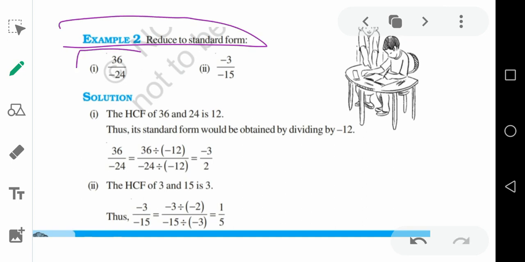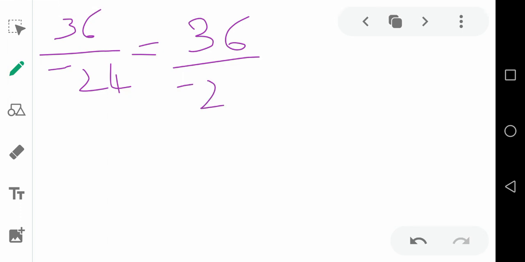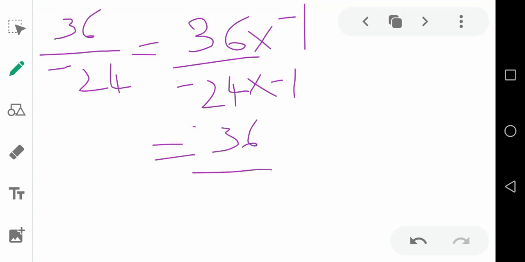36 by minus 24. So the first step is you have to make the denominator positive. How will you make the denominator positive here? You have to multiply the numerator and denominator with minus 1. So the answer is minus 36 by 24. So the denominator is positive now. The first condition is over.